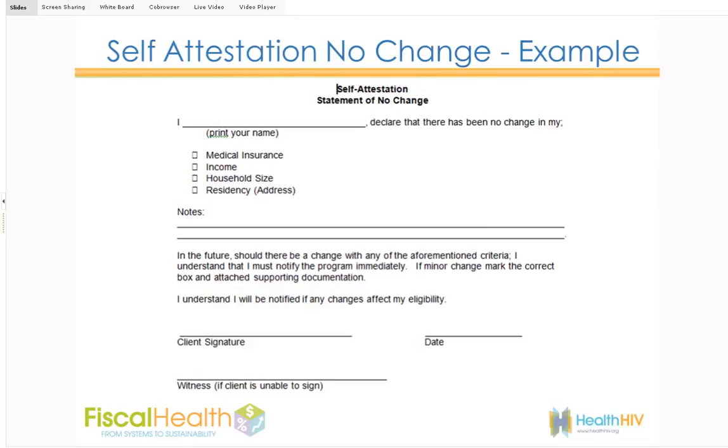If they lost their job and they've had a cap on charges, but now they have no income, they really need to talk to program staff so that their assistance may be at a greater level.